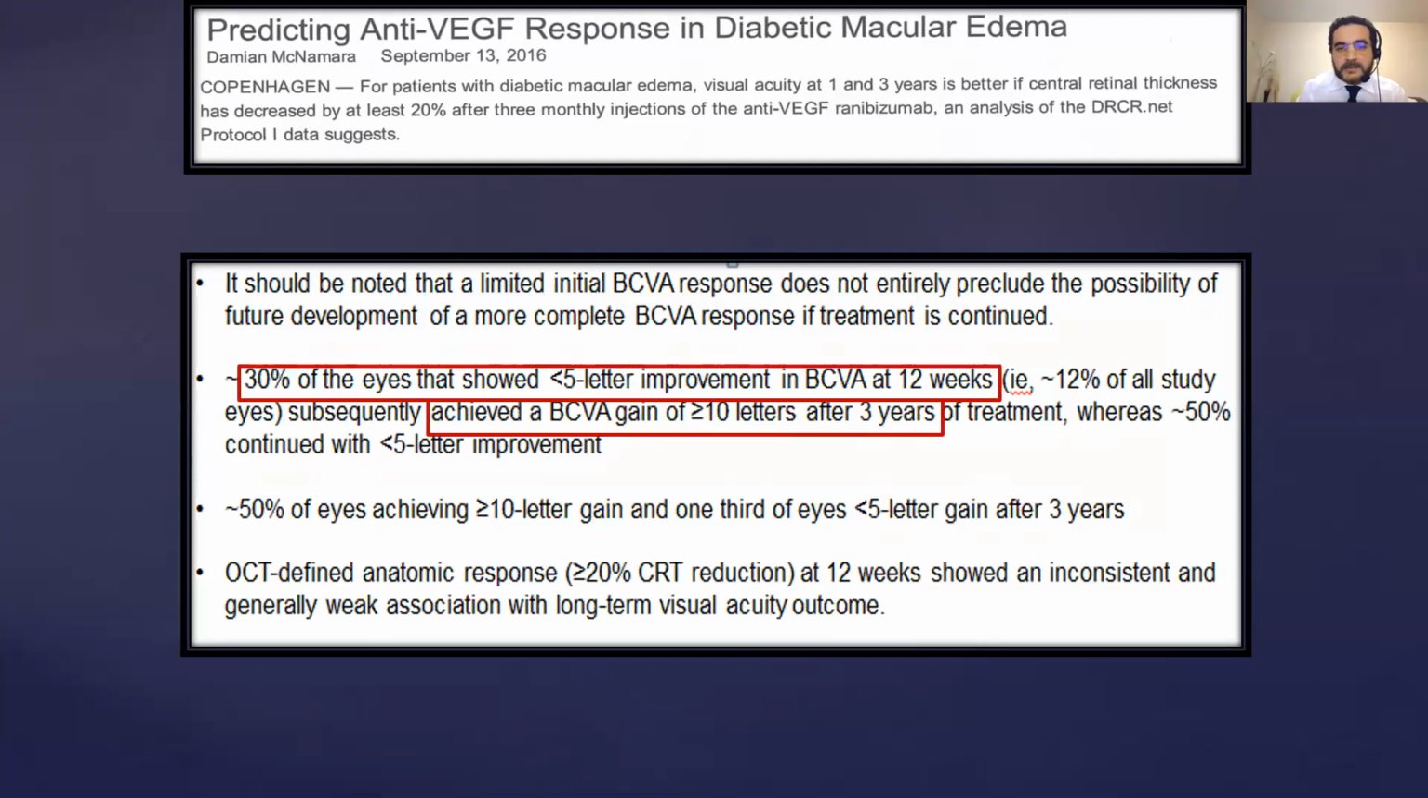Look at here, they found that 50% of those patients who didn't achieve 10 letters, less than 10 letters after 3 monthly injections, didn't improve a lot at 3 years. There are some patients who improved, but the majority of patients do not improve. So I think this should be reflected in our real practice.